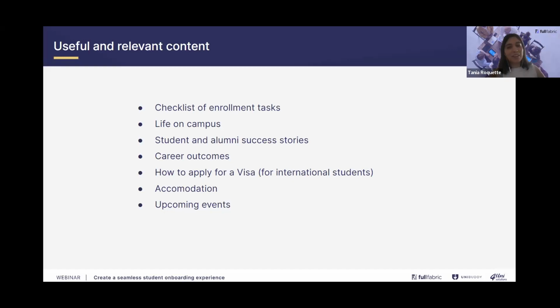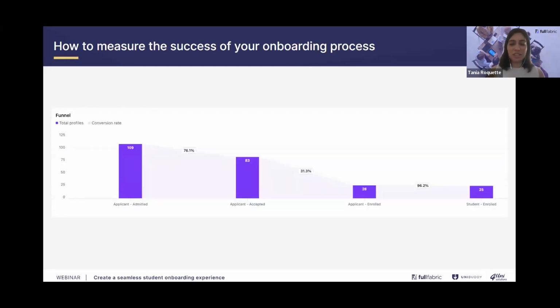So last, but definitely not least, how do you measure this? First, actively seek feedback from new students and use this feedback to make improvements and see what additional information, where can you make improvements. But ultimately, once you define the key touch points of the student onboarding, it is essential to measure your conversion rates in each of these steps.